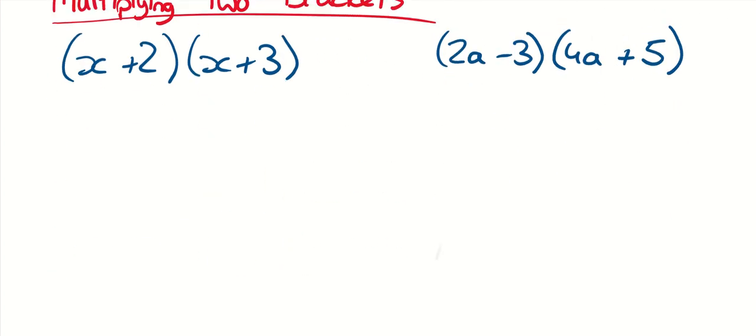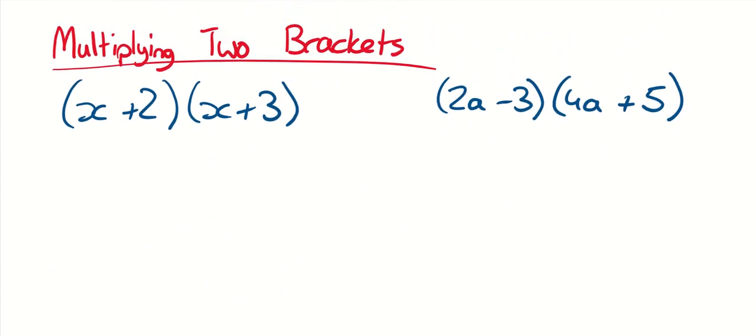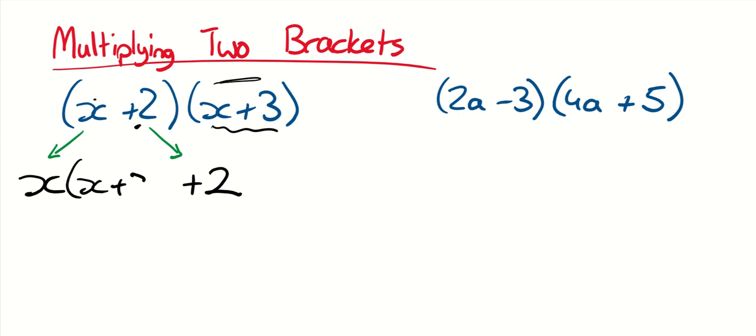Okay, and the last thing for this video is multiplying two brackets together. So if you remember, we want to split up the first bracket, because we want to multiply x by x plus 3, and then also multiply 2 by x plus 3. So we're going to split it up. So we put an x there and a plus 2 there. And then we're going to write this second bracket twice. So it becomes x plus 3 and x plus 3 in both places.